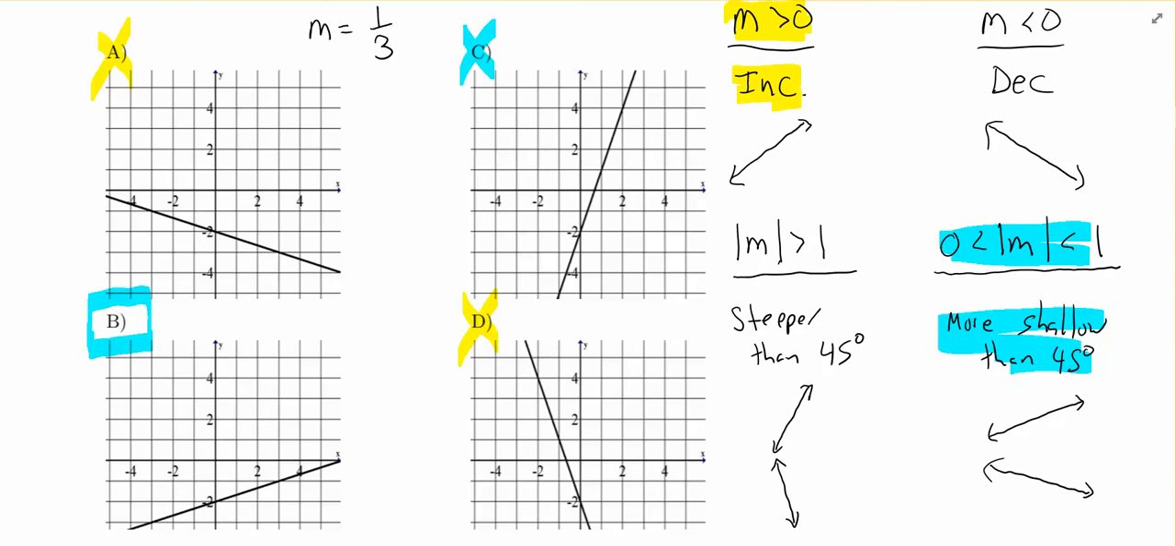That positive slopes are increasing, whereas negative slopes are decreasing. Slopes that are larger than 1 in absolute value are steep. Slopes that are between 0 and 1 in absolute value are shallow.